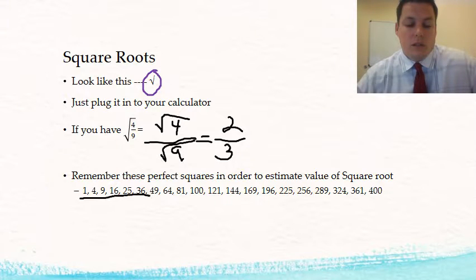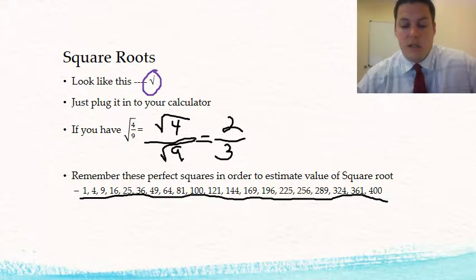All right, I understand if you don't memorize these, but you may want to make a cheat sheet of these. These are your perfect squares. Remember, this tells you that if you take the square root of one of these numbers, you are going to get a whole number. You're going to get a positive whole number if you take the square root of one of these numbers, so it's good to know these values.